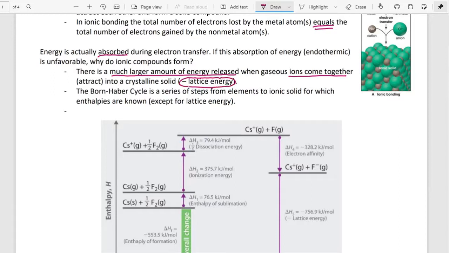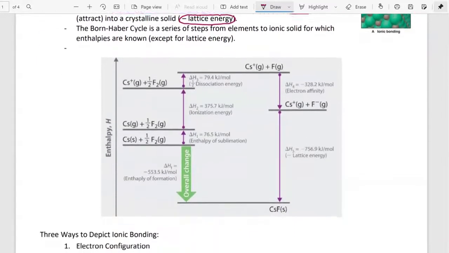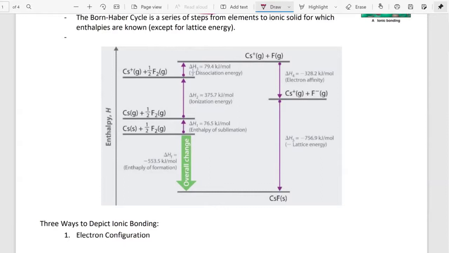You've seen in the POGIL that you might have done in class that we actually have a negative lattice energy, which shows a release of energy when those ions attract each other. This all goes under the Born-Haber cycle, which is a series of steps from elements to an ionic compound with known enthalpies. If you look at the starting point right here, you can see that there's an absorption of energy that occurs as an electron is transferred.